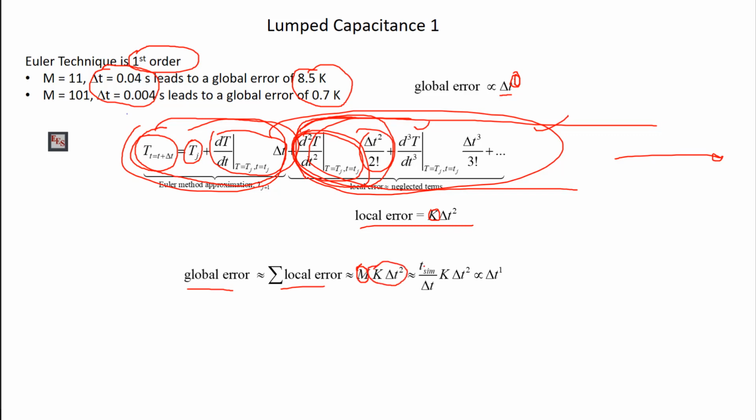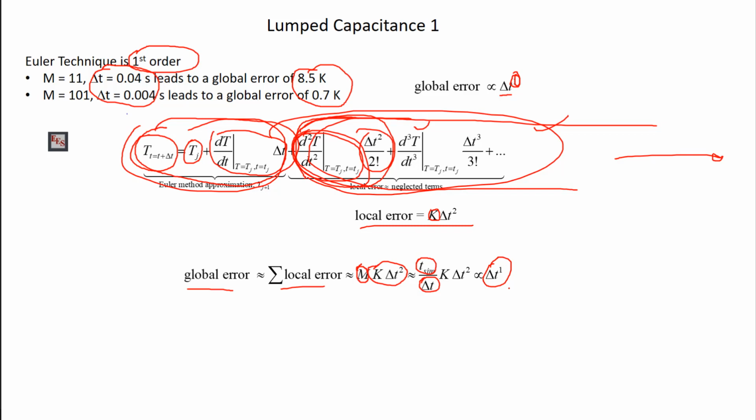And m is equal to t sim divided by delta t, right? That's the number of time steps I have to take. So this delta t and this delta t squared is going to give me delta t to the first power, right? That's a characteristic of a first order technique. It's not very accurate. If I want to become more accurate, I have to take many more steps, right? It's a linear relationship.